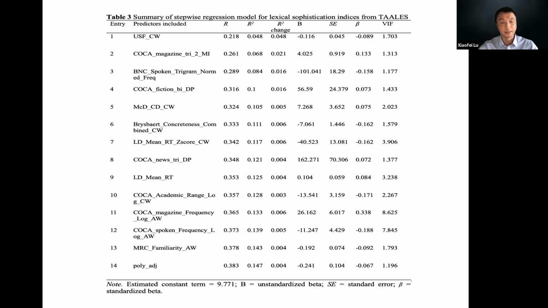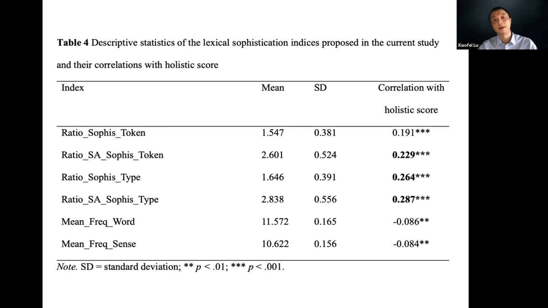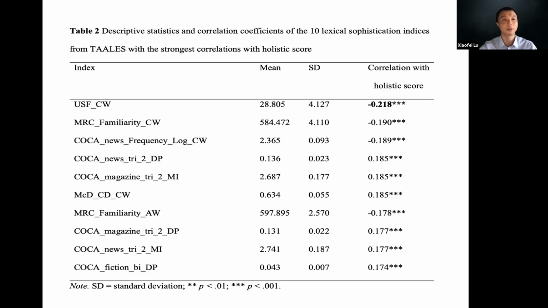Okay, but again, the idea is that we do have different types of things, some reaction time ones, some concreteness ones, academic language, range, frequency, familiarity, polysemy, and so on and so forth. So 14.7. And then these are the correlations of the 6 indices that we proposed. So we found that 3 of the 6 indices actually had stronger correlations than everything here, which was kind of encouraging. Right.